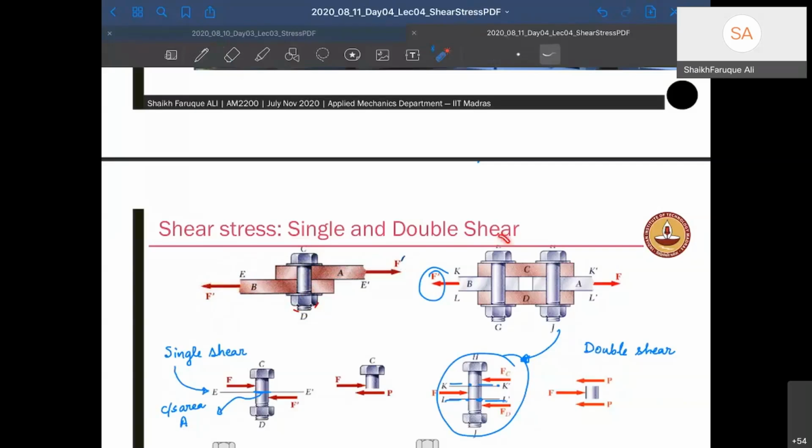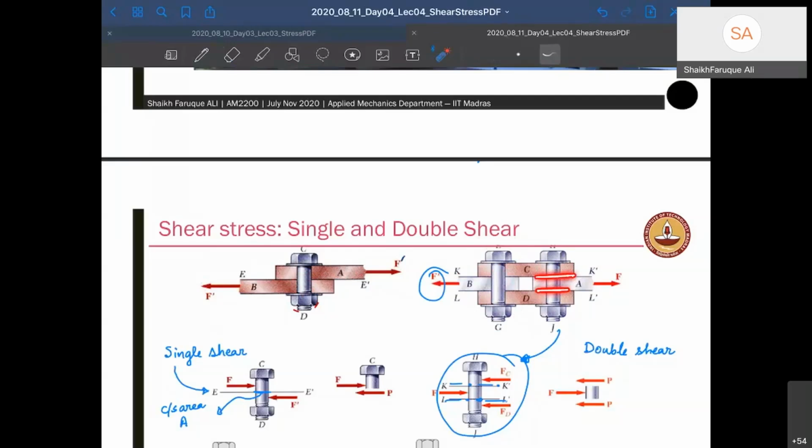This is an example of a double shear. Here there is one rod, one bar here, and the other bar is here. The force is being transferred from this bar to these two bars through the connections, and then from these two bars to this one. If you look at this nut and bolt, you will see that it can tear from here and here. So there are two surfaces here, one this one, one this one.